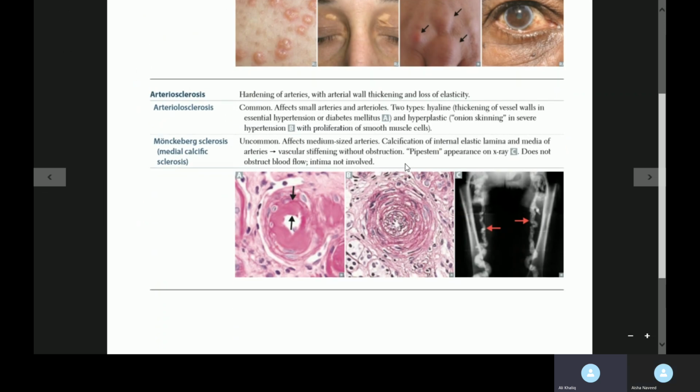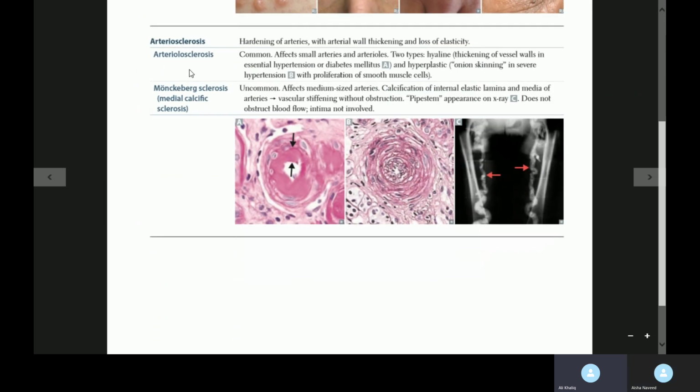Then comes your arteriolosclerosis. Remember, this is not atherosclerosis. This is your arteriolosclerosis. Can you see that? It means that your arteries have sclerosed, hardened, hardening of the arteries. Now, the arteriolosclerosis is divided into two. What do you mean by arteriolo?